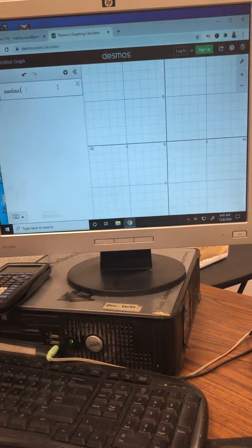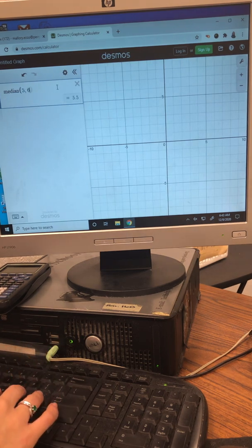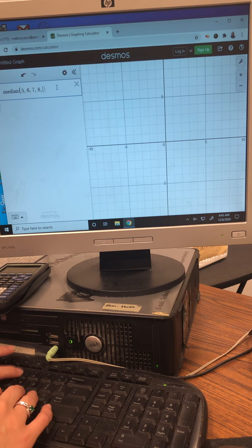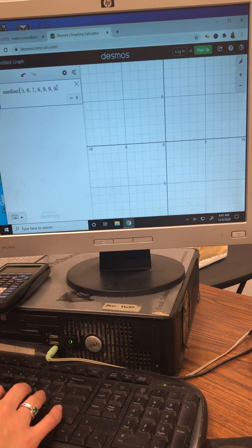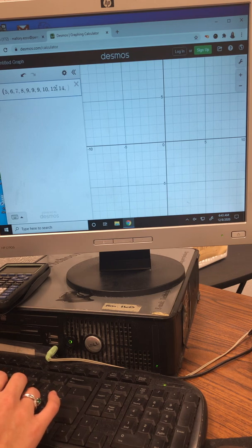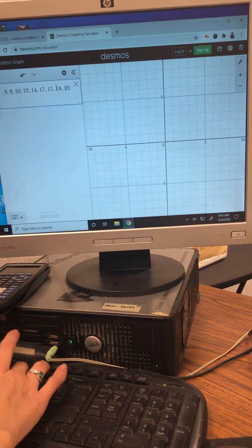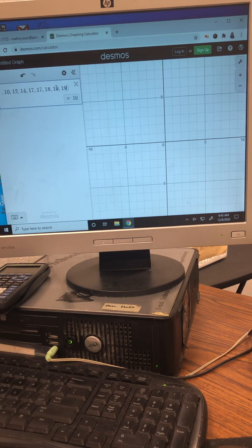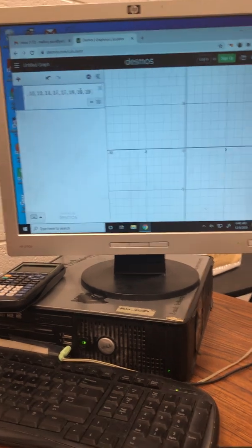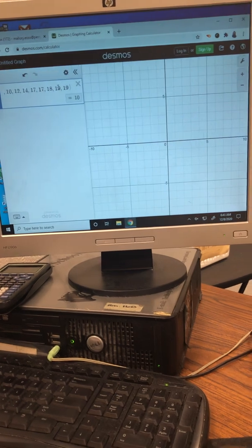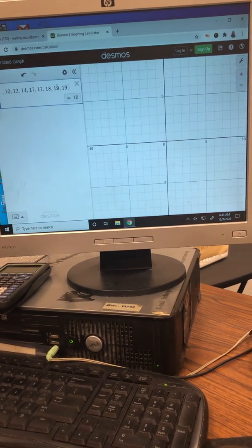So type in the word median and then maybe pause the video if you don't want to get behind, but take the time to type in all these numbers. Okay, we're good. You should get 10. So the median is going to be 10.